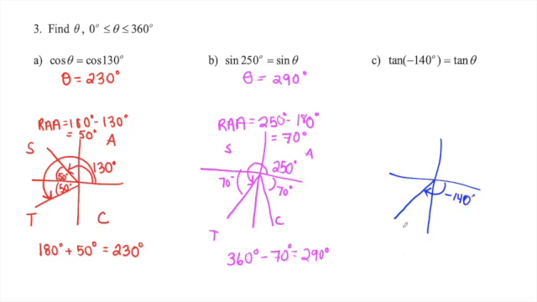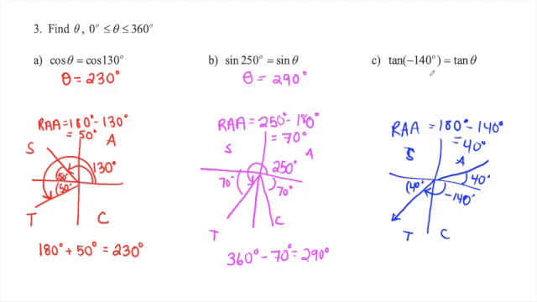Find your related acute by doing 180 degrees minus that 140. So it's going to give you a related acute of 40 degrees here. You're looking at positive tan. So tan is positive in this quadrant, so it is also going to be positive here, and it's 40 degrees here. So then theta is just going to equal 40. That's your easy quadrant. You don't have to do any math there. It's just the angle that you see.